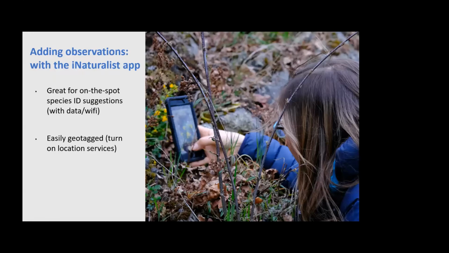So taking photos and uploading them via the app means the photos are easily geotagged with your exact location. You'll need to turn on your location services in your phone's settings for this. And the app is most useful when you're working with a small number of photos, but it doesn't easily facilitate adding a lot of photos or observations at once.